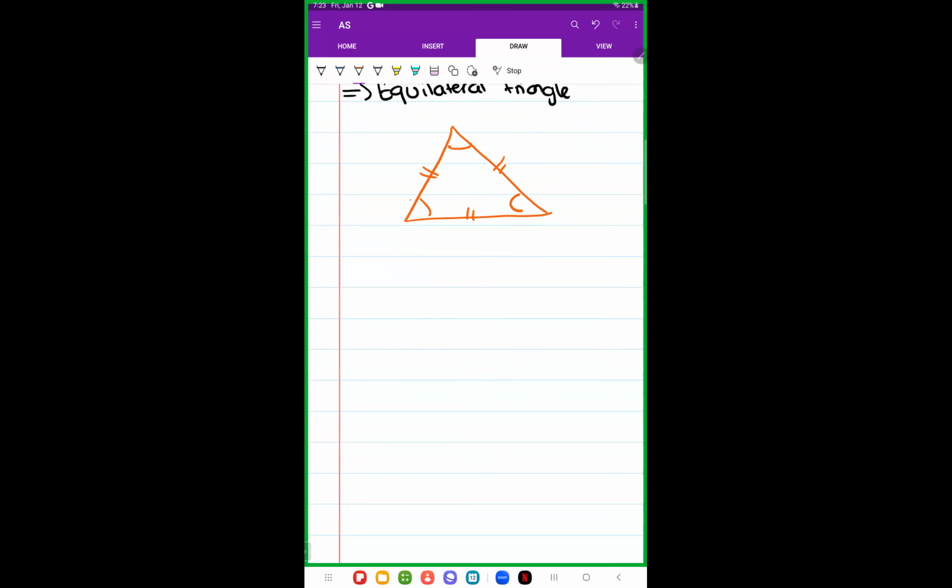If angles are equal, can you tell me what the angles would be? If angles were equal, they would be all 90? No, no. What's the sum that should be? It should be 180. So it would be basically 180 divided by 3. Each angle would be 60.